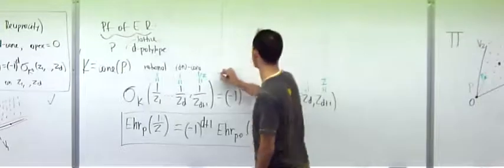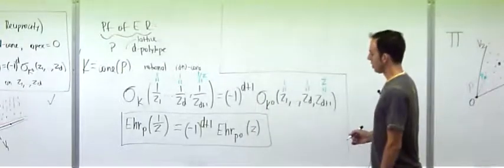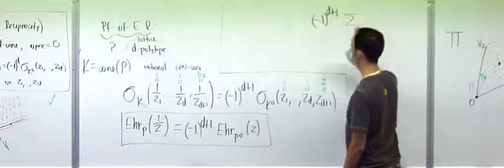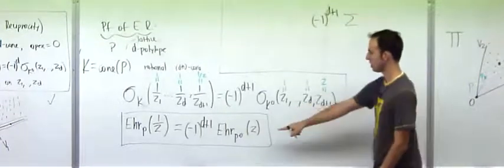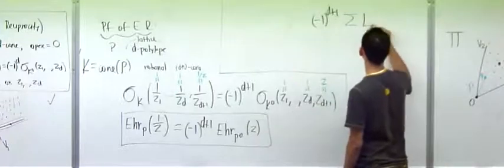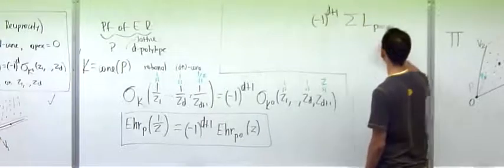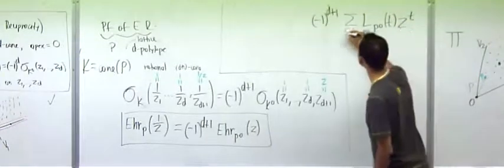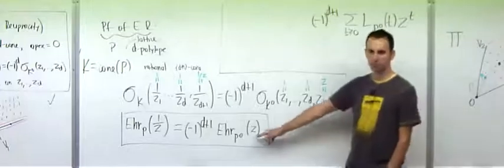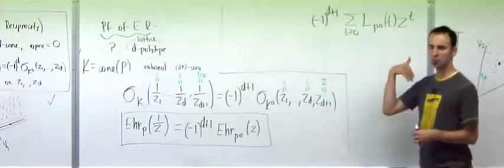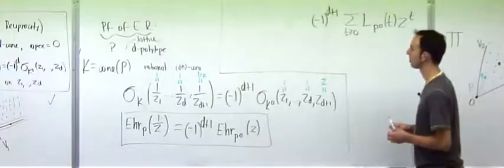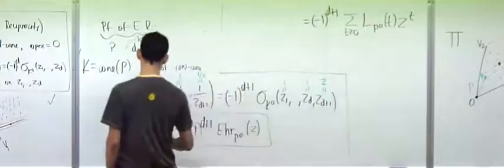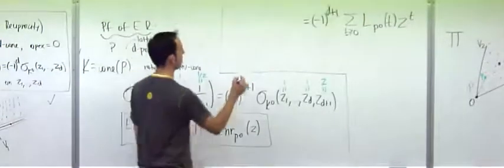So, what is the right-hand side? The right-hand side is, by definition, the generating function for the Ehrhart series of the interior. So this is just the generating function for enumerating lattice points in P interior, 2 times P interior, 3 times P interior, and so on, by definition. Okay. Now what is this thing over here? Well, this is the generating function for the Ehrhart polynomial.